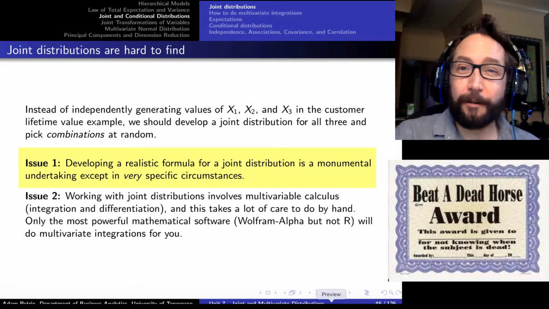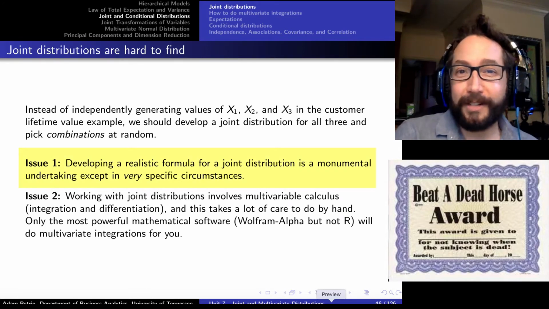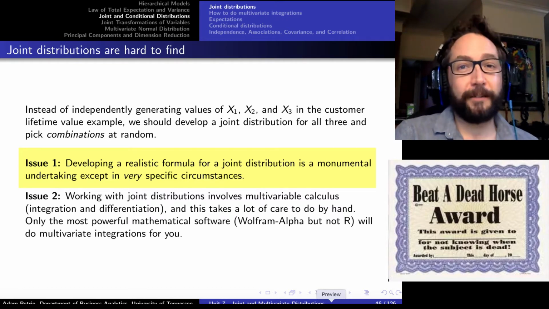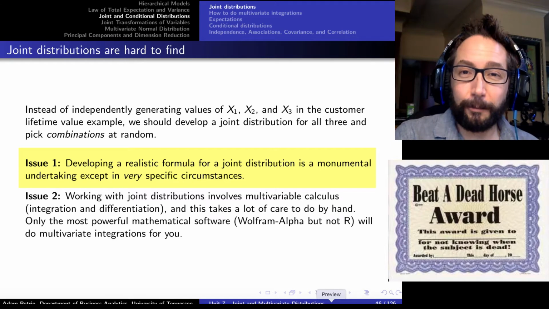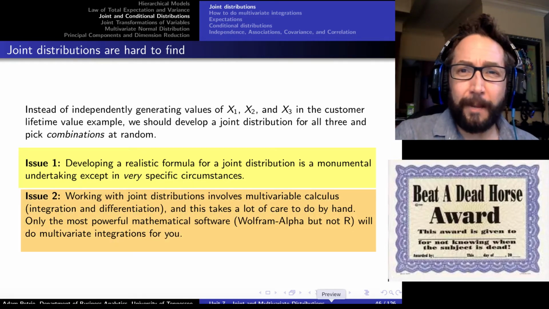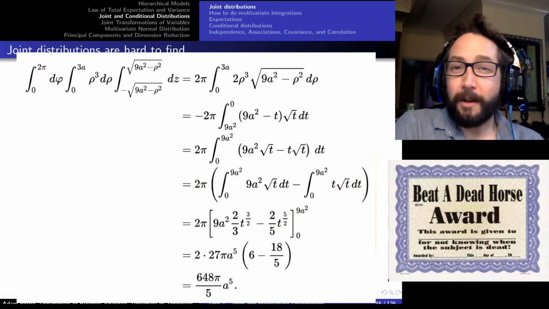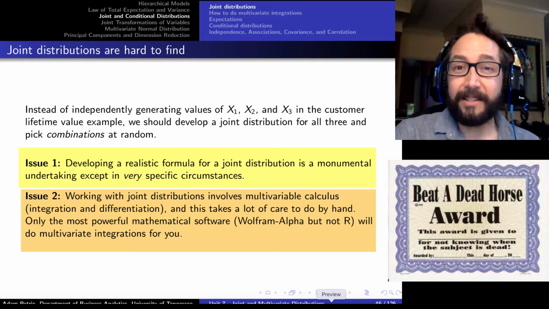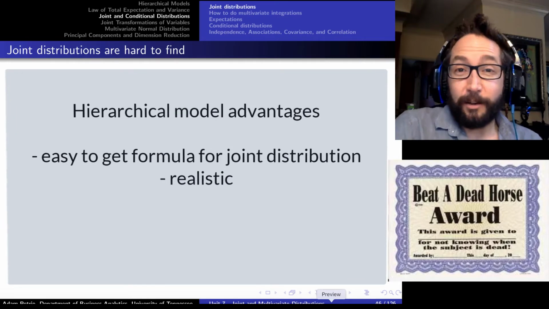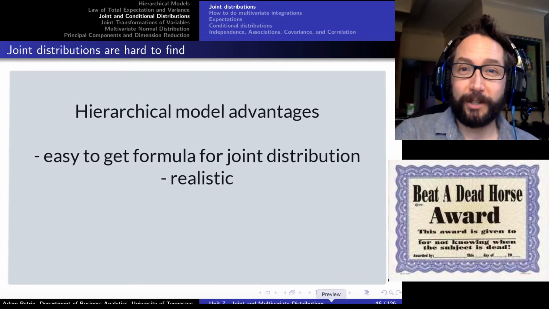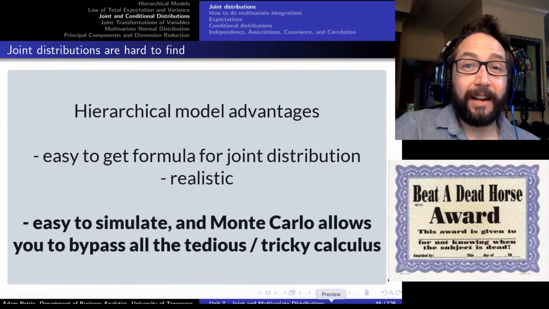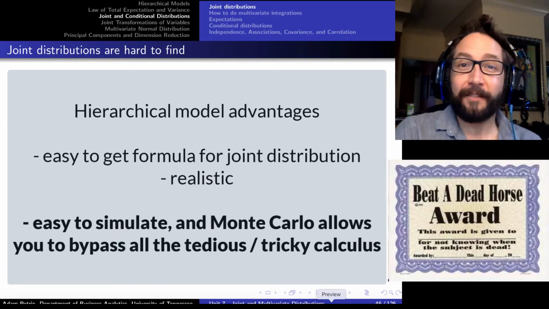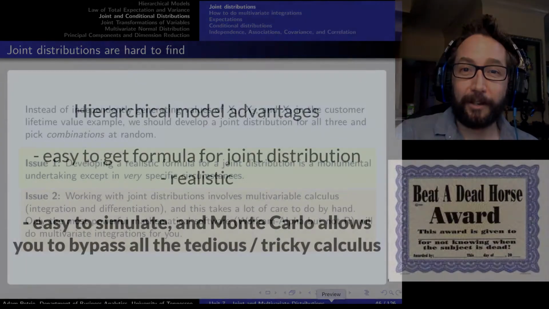Number one, because developing a realistic formula that talks about the probabilities of finding various combinations is extraordinarily difficult to do outside the context of a hierarchical model. And number two, once we do start talking about probabilities with joint distributions, probabilities of finding various combinations, that requires us to really work with multivariable calculus, multidimensional integrals, and that's something that most of us really aren't all that comfortable doing. If we stay inside the framework of a hierarchical model, not only is it really easy to actually come up with that formula for a joint distribution, but it's also very easy to simulate. And then we can just ask questions about probabilities of finding various combinations via a Monte Carlo simulation.